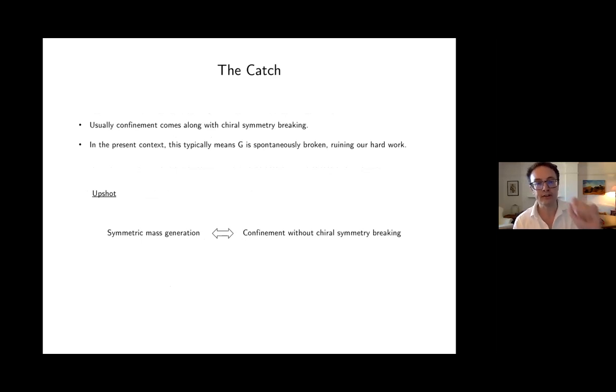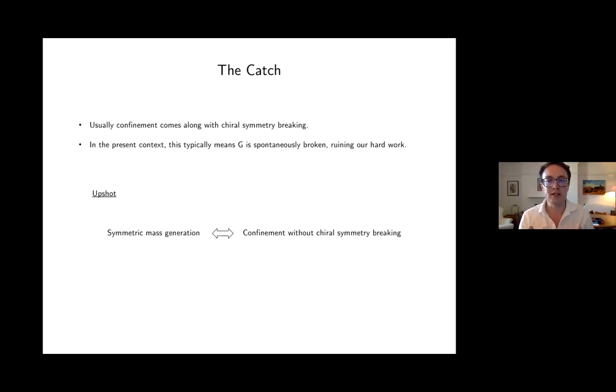Usually in theories that confine, confinement comes hand in hand with chiral symmetry breaking. And from the perspective of what we want to achieve here, that's bad. That's bad because the symmetry that is typically spontaneously broken turns out to be precisely the symmetry G that you are hoping to preserve to begin with.